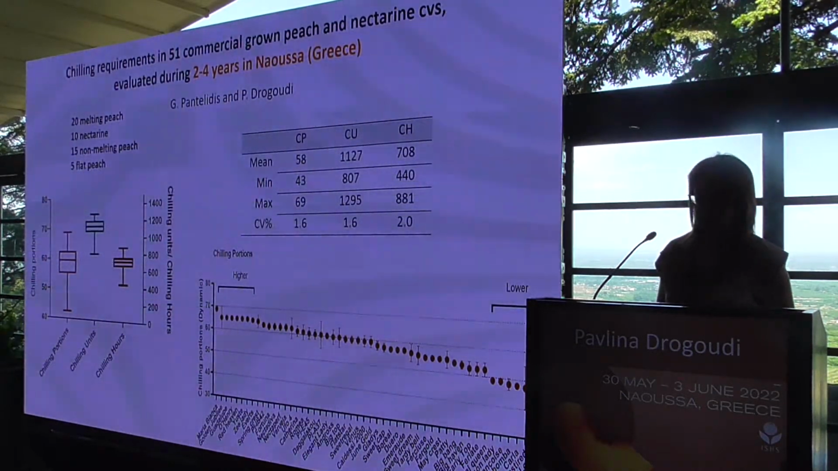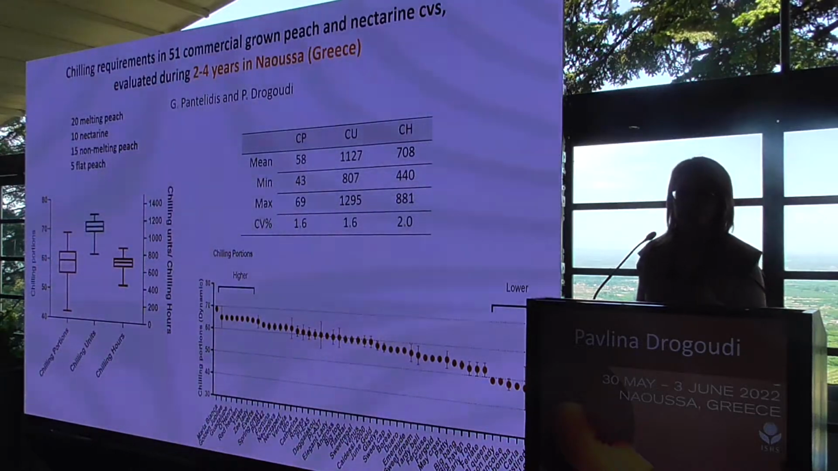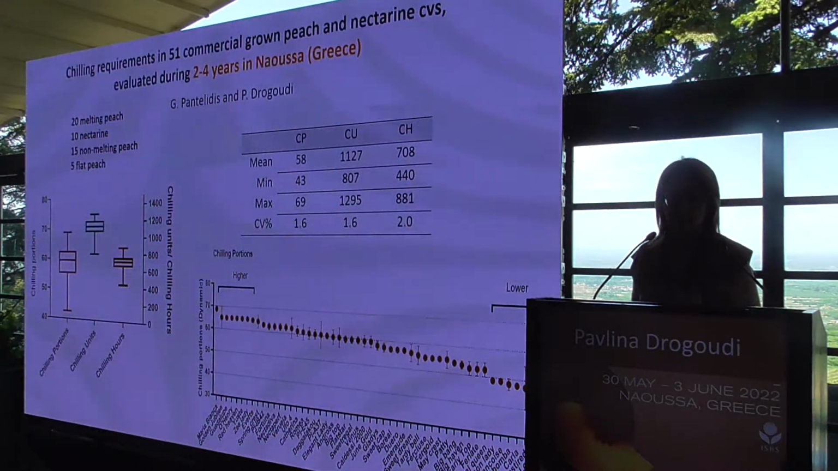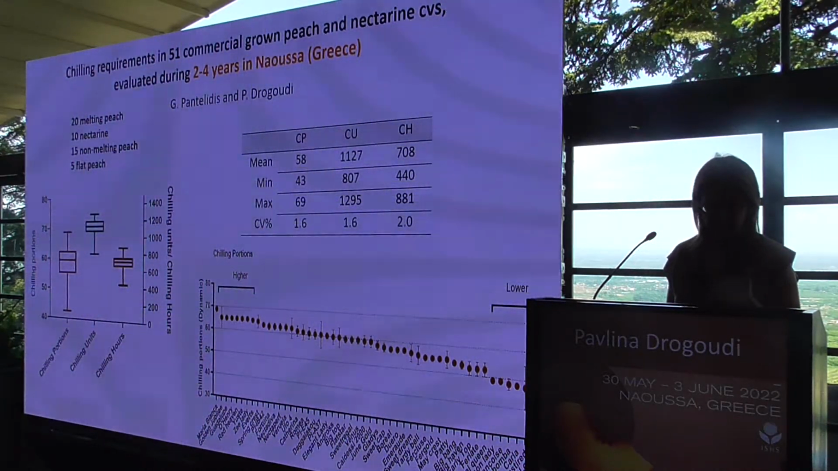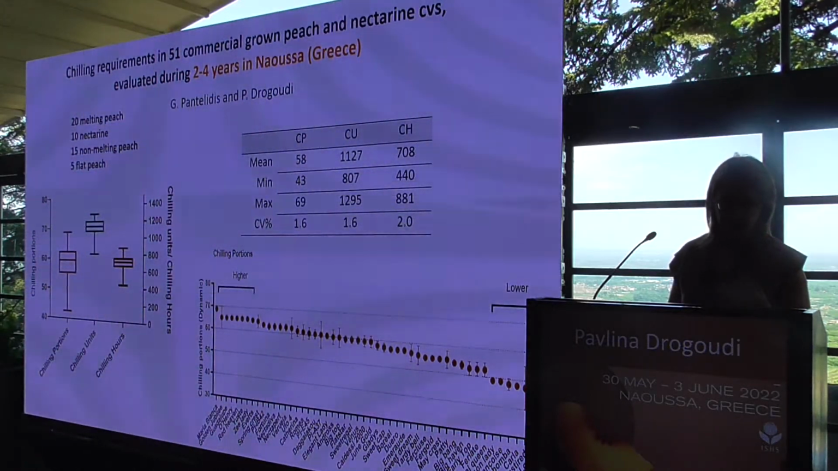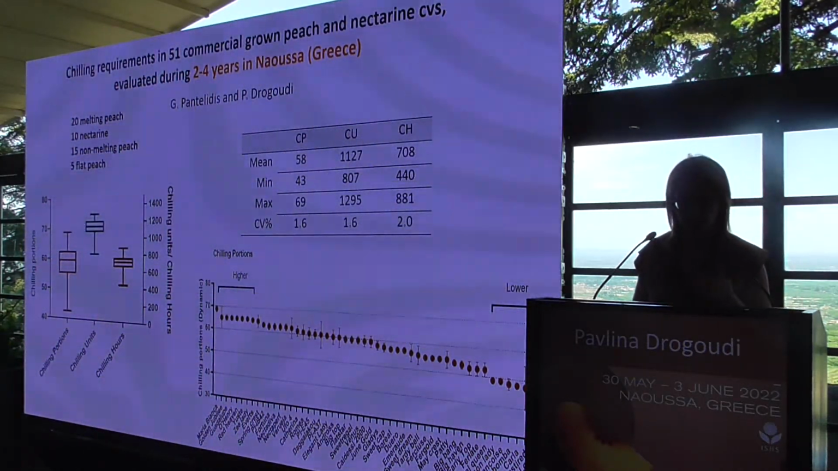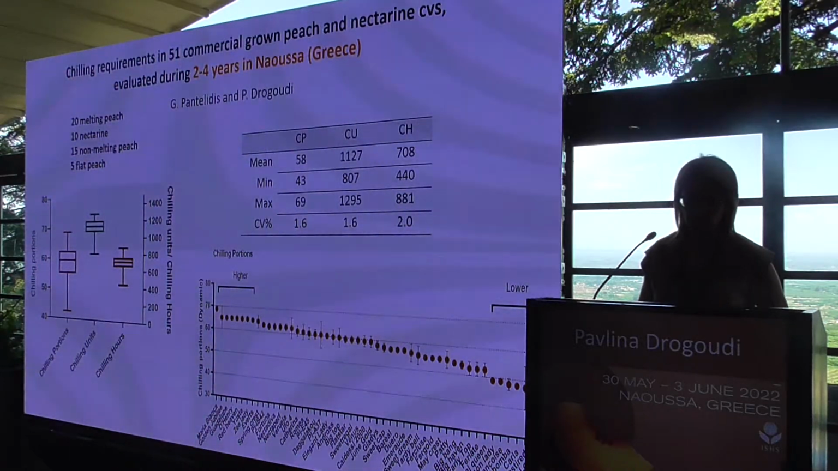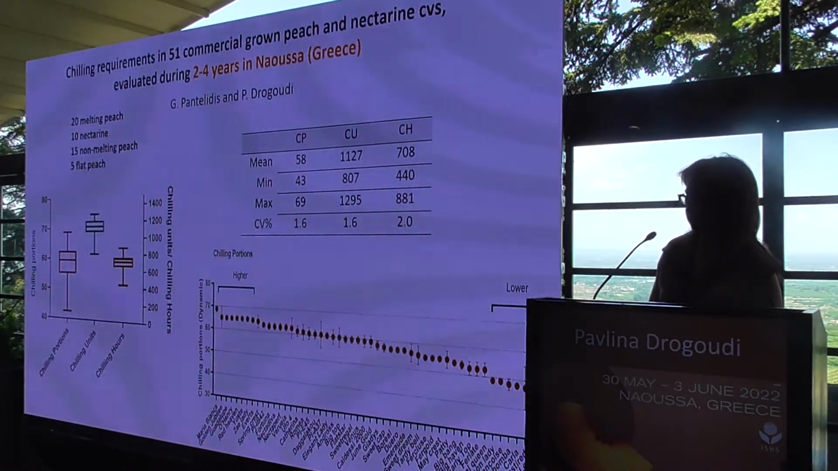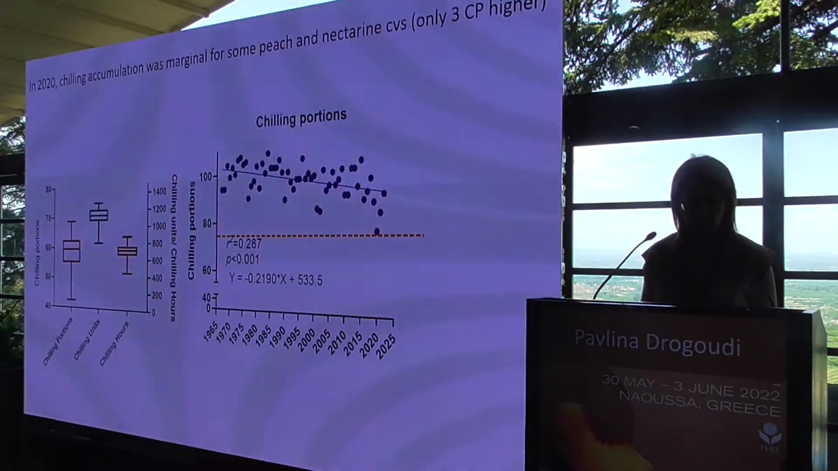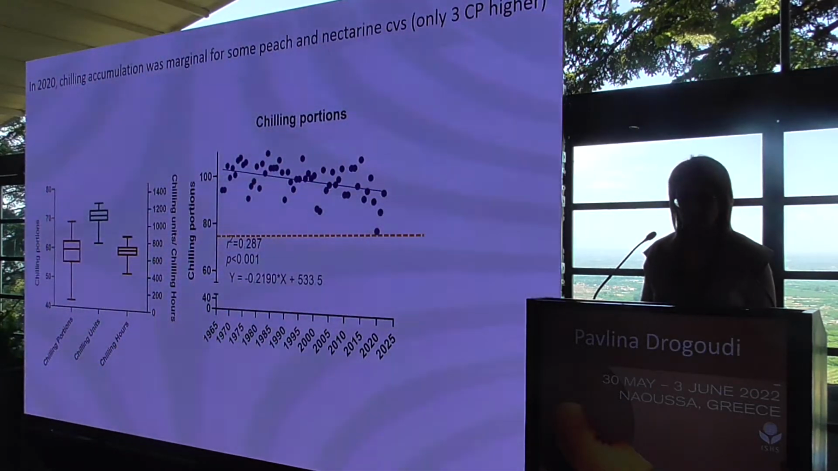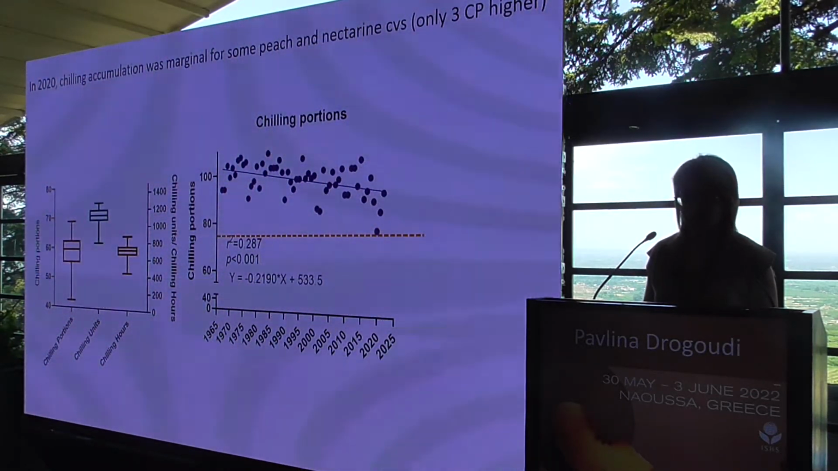Here we can show you results from the chilling requirements in 51 commercial peach cultivars grown in our area. You may see that there is a variation, from 43 to 69, and which are the high and the low chilling cultivars. In 2020, chilling accumulation was marginal for some peach and nectarine cultivars.